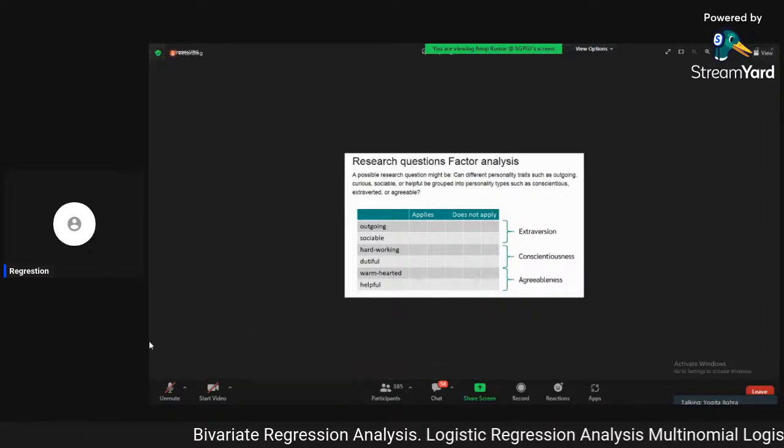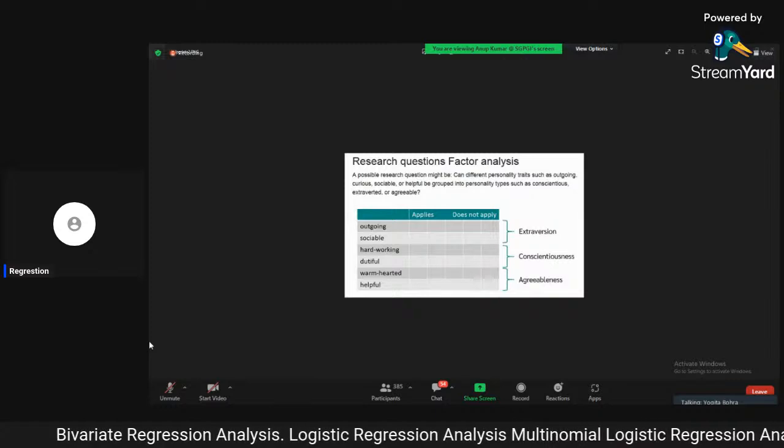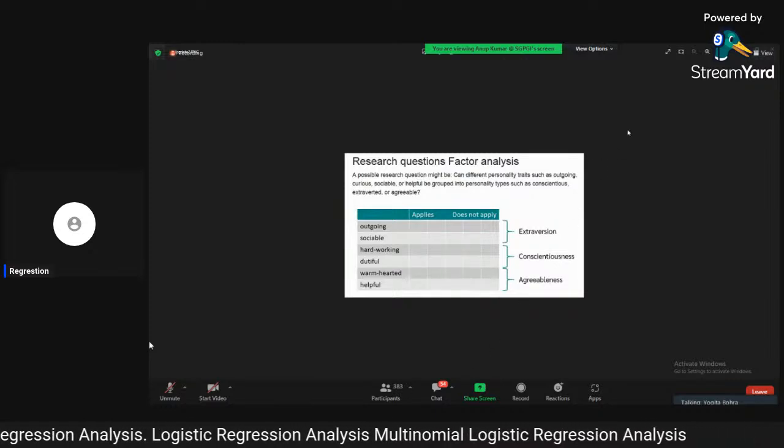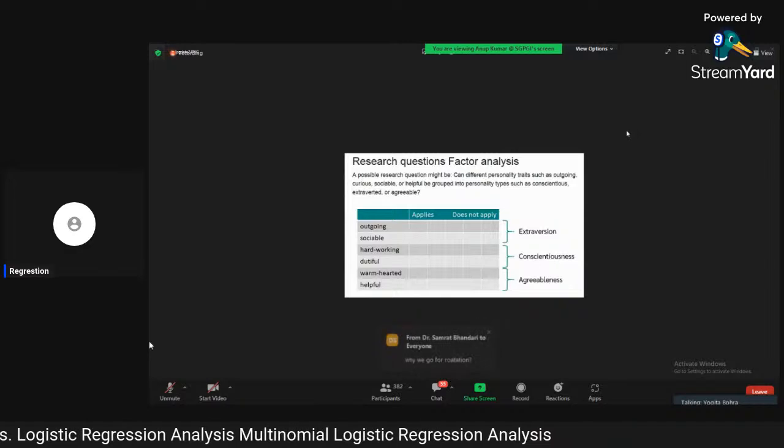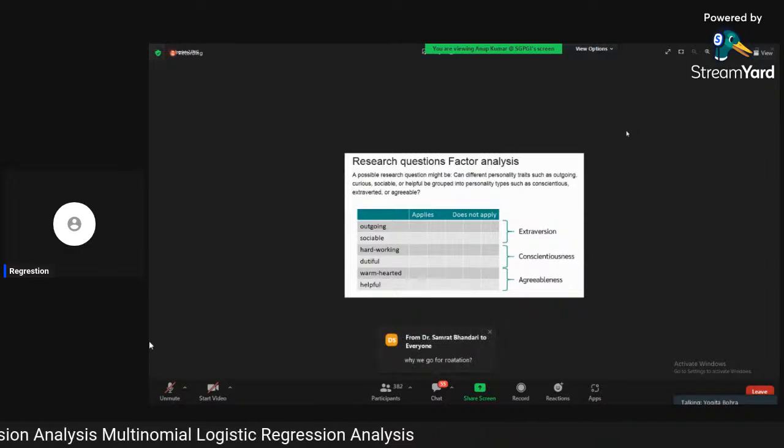Sir, for the first problem that you have shared, what would be the research question? Like here, we are grouping the things. What would be the research question for the first problem?